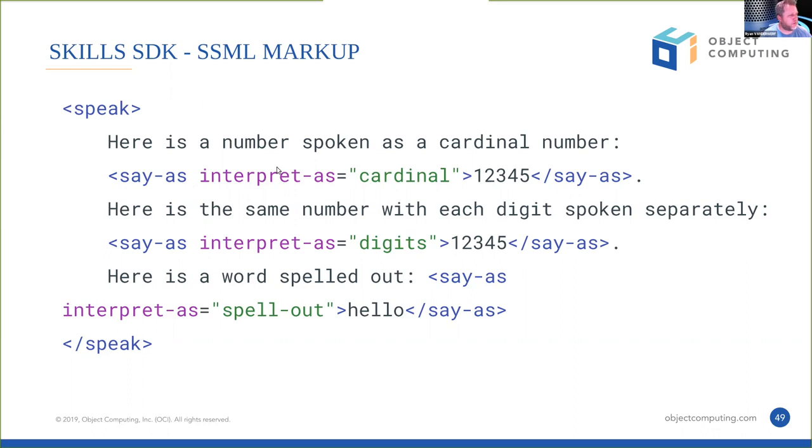Here we can speak, so we can say things in different ways. We can say a number as a cardinal number, or you can say it with each digit separately. So sometimes you want to say 1, 2, 3, 4, 5. Like when you're saying a phone number, right? You wouldn't say 750,000, 2,948 is a phone number. It doesn't make any sense. So this SSML markup helps you say things like that in a way that makes sense. You can also spell out words. I don't know why. That's things we do when we have kids. We spell things out so they don't know what we're saying. But you can do that with Alexa too.